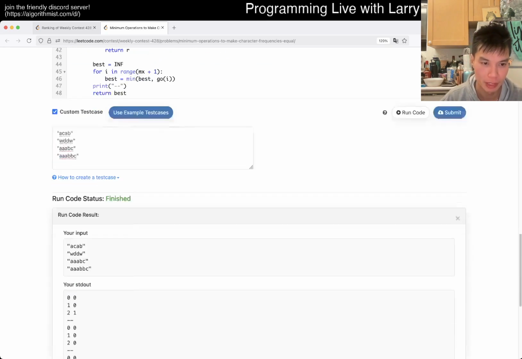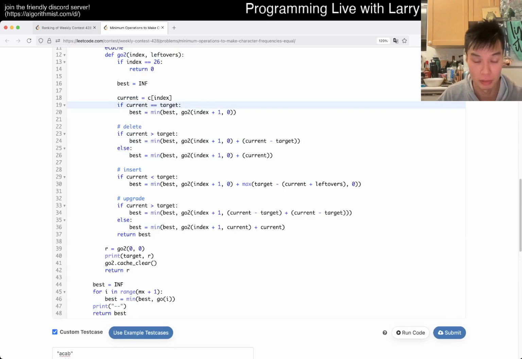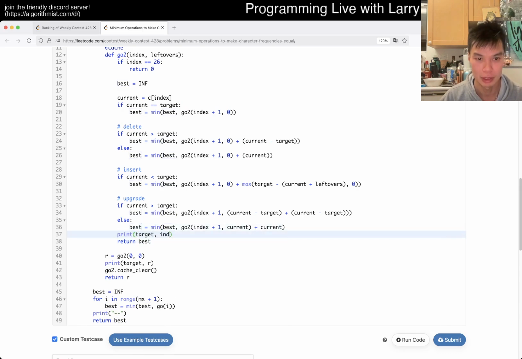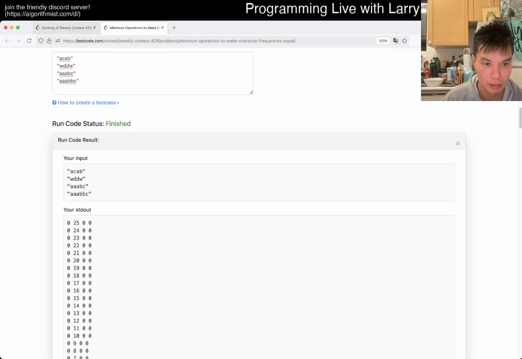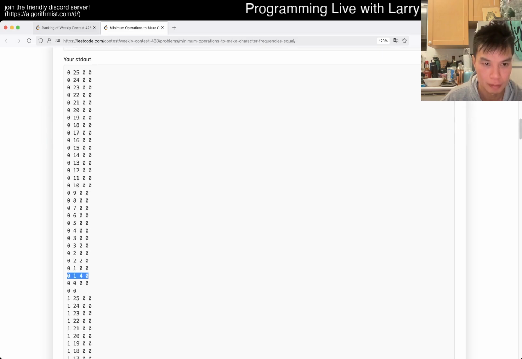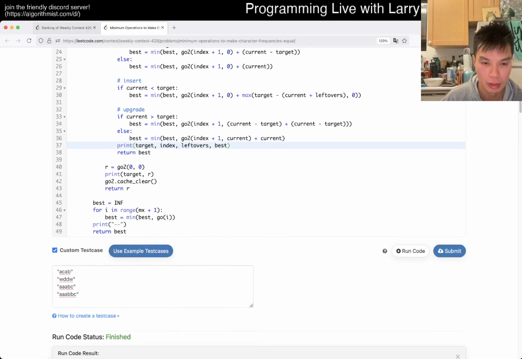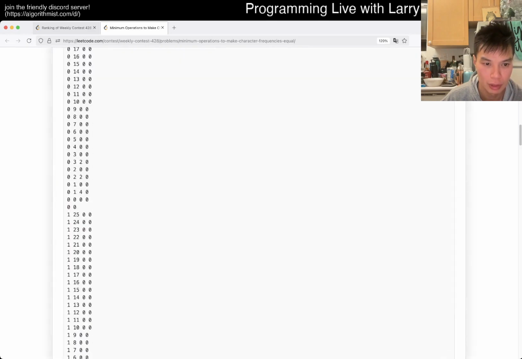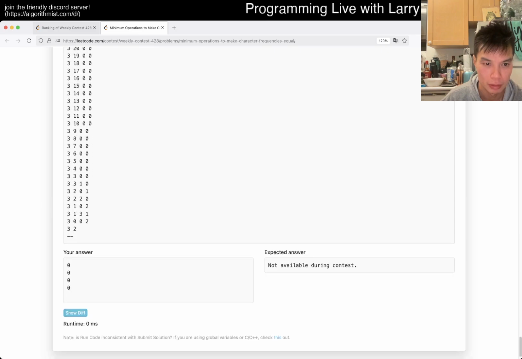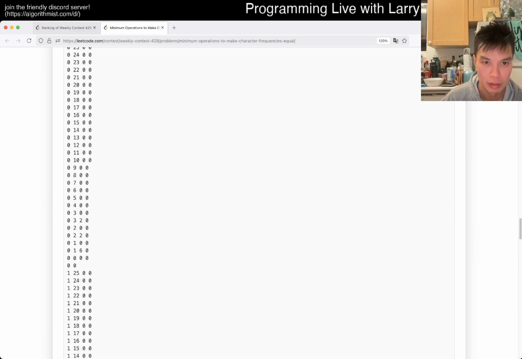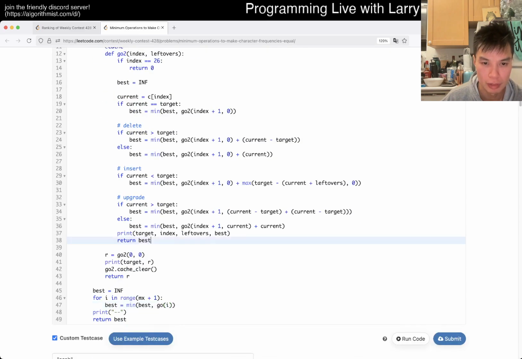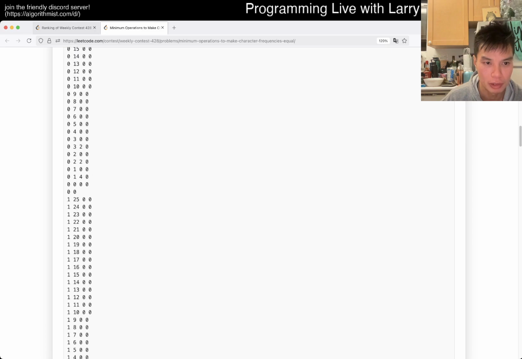Am I not querying the cache? Well, no, it's the first one, so what is going on? Alright, well, let's print it out. Print target, index, leftovers, best. Okay, so why? Go I, right? The target for 0, target index leftovers best is... Why are these all zeros?